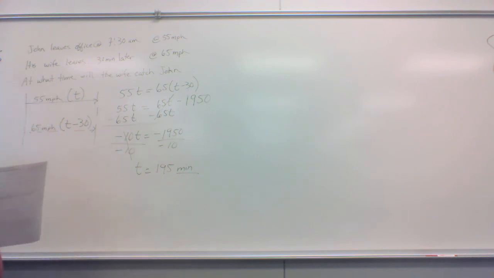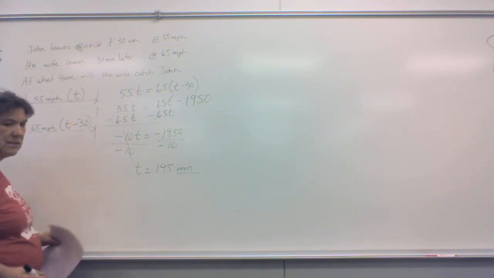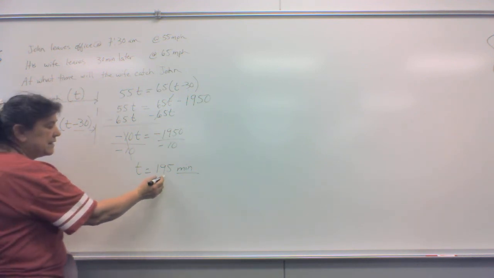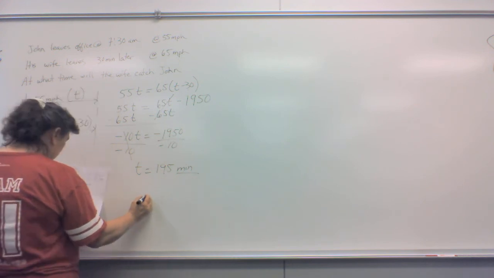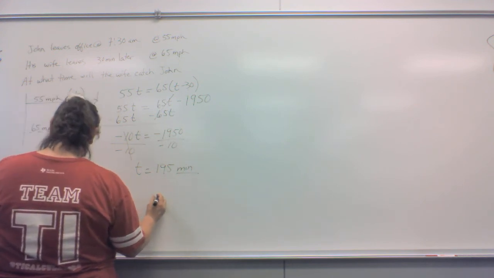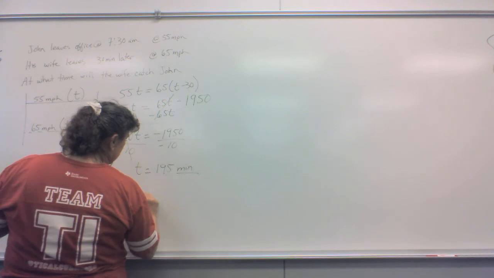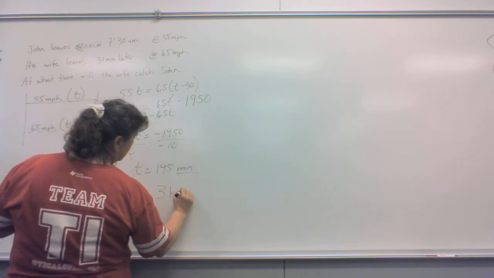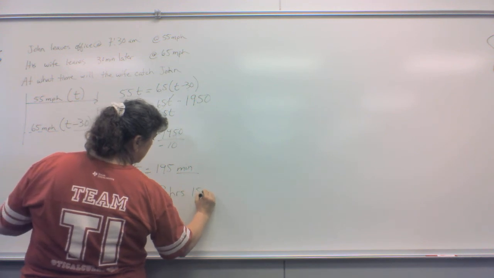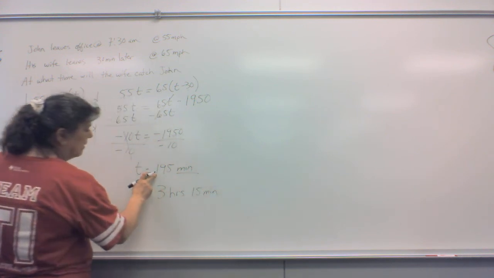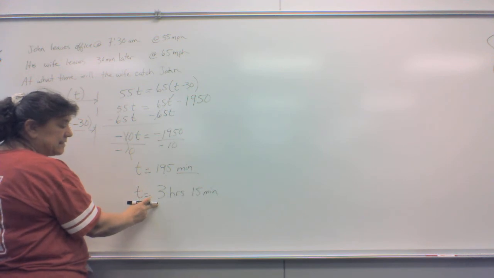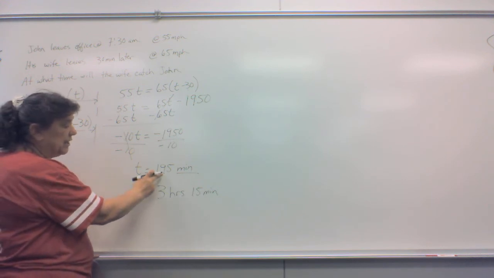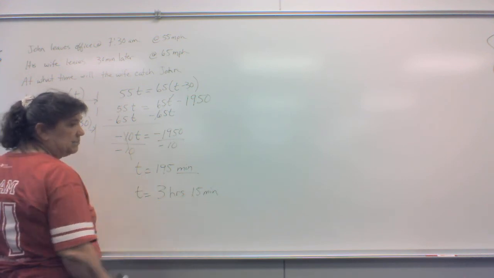All right? So, how many hours is that? Well, divide by 60 minutes per hour, and we end up with 3 hours and 15 minutes. Why? 60 times 3 is 180. 195 minus 180 is 15 minutes.